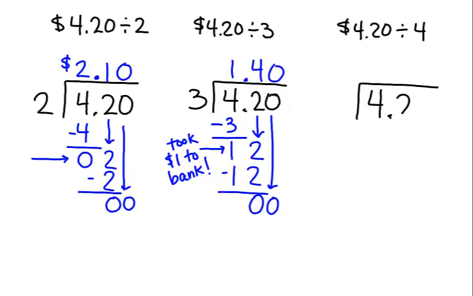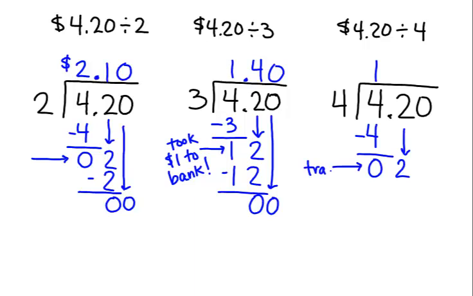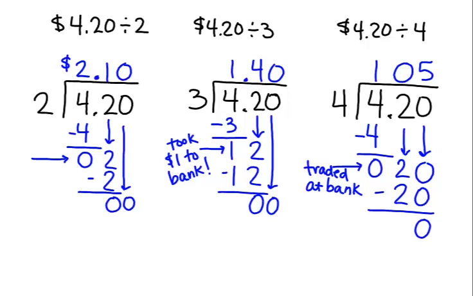The last example, $4.20 divided into 4 equal groups. Each group got $1 because there were 4 groups. I used all $4, and then I had 2 dimes. I couldn't split it up, so that was the one I had to trade at the bank. I didn't have any dimes, so I traded in for 20 pennies. Each group got 5 pennies. I used all 20. And each group got $1.05.